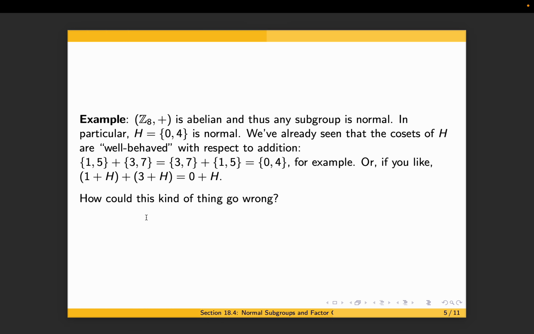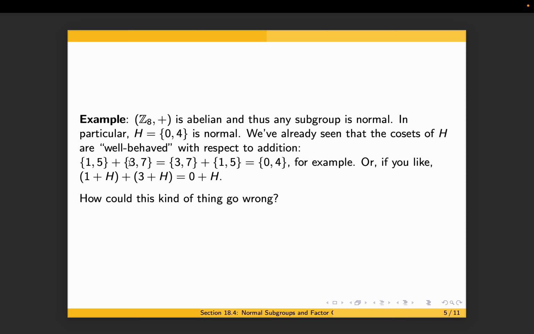Okay, so here's an example of playing with a normal subgroup. So Z8 plus is abelian, so any subgroup is normal by this note on this slide. So in particular, this {0, 4} subgroup we've already looked at is normal. And we've seen that if you want to now add cosets together, that's kind of a well-behaved thing. It's fine. So like the coset {1, 5} plus the coset {3, 7}, what would that be? Well, 1 plus 3 is 4. 1 plus 7 is 8, which is 0. So I get {0, 4}.